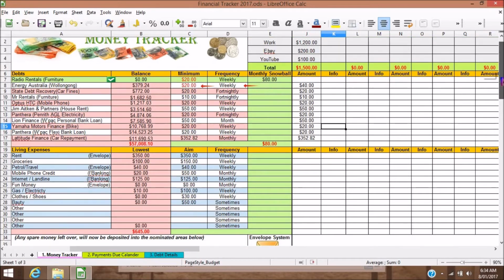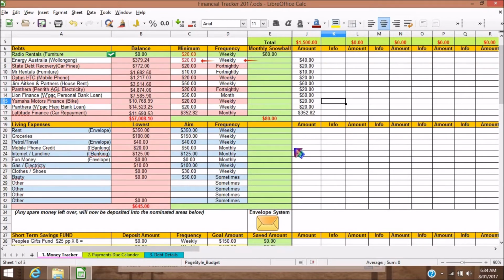All right, let's scroll down. So we've knocked out my debts. Now we're going to go down to my living expenses. So rent is $350. Got to put that one in. Next one is groceries. I'll be doing $130 in groceries this week. Petrol is $40.